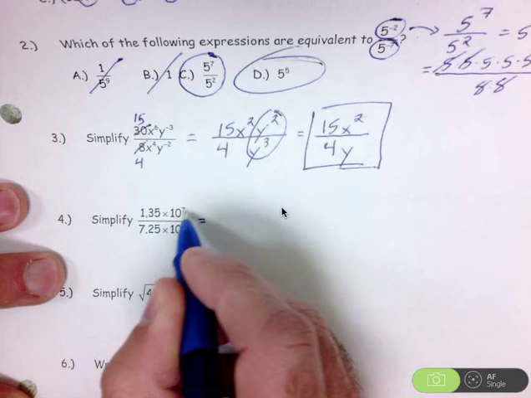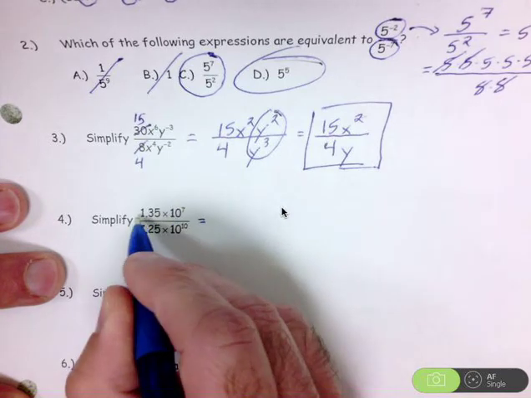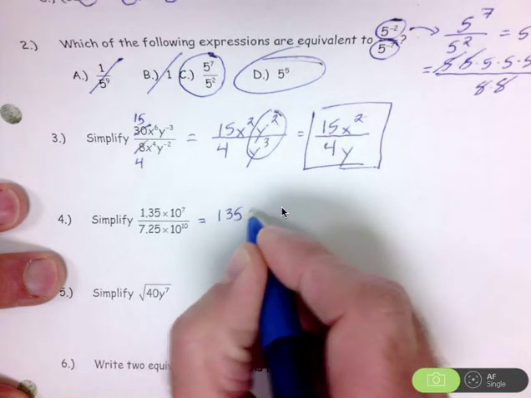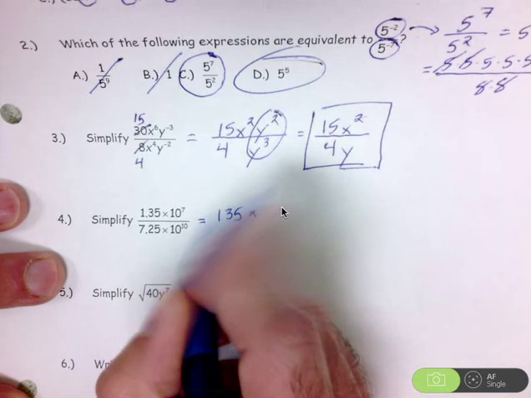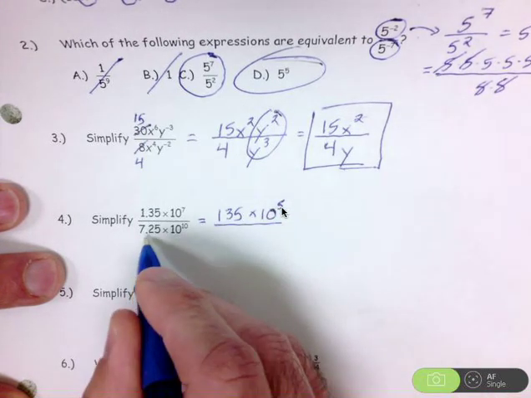I'm going to use some of these 10s right here. I need 2 of them to make a 100. 1.35 times 100 will give me 135. But if I've used 2 of these 10s, I have 10 to the 5th left. I'm going to do the same thing in the denominator.